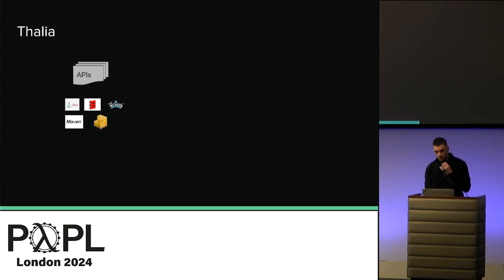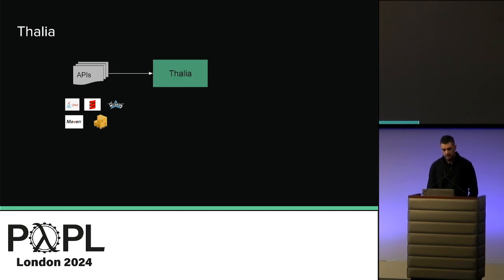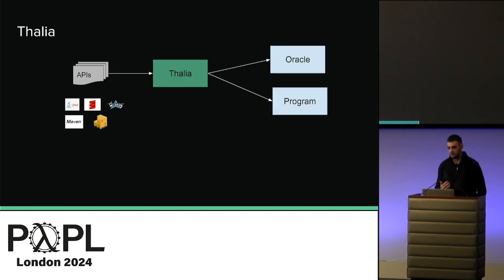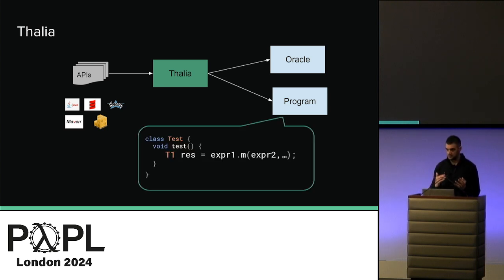We designed a system called Thalia. The input of Thalia is an API from the standard library or any other third-party library found in popular software ecosystems like Maven. The output of Thalia is an oracle that determines the expected behavior of the compiler and the program. The program is pretty small. It contains expressions that invoke the components of the given API. So in case of a method, the synthesized code contains a simple method call expression.